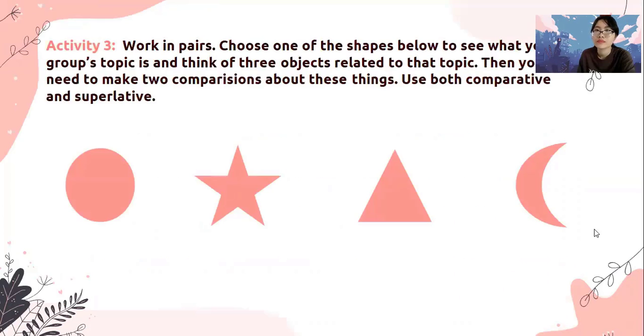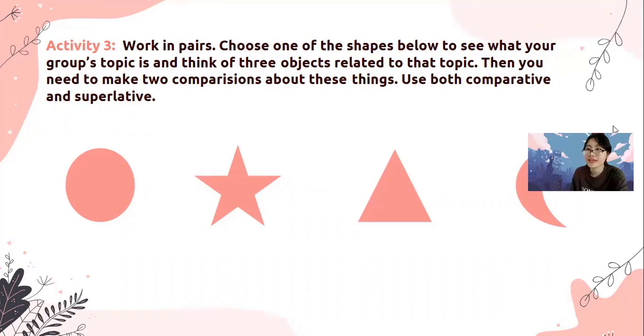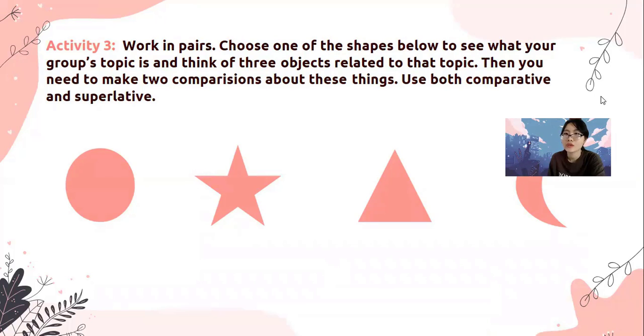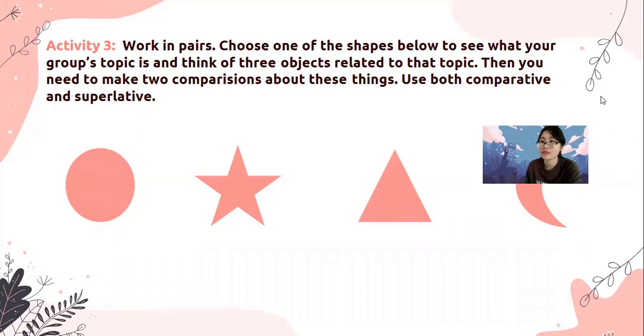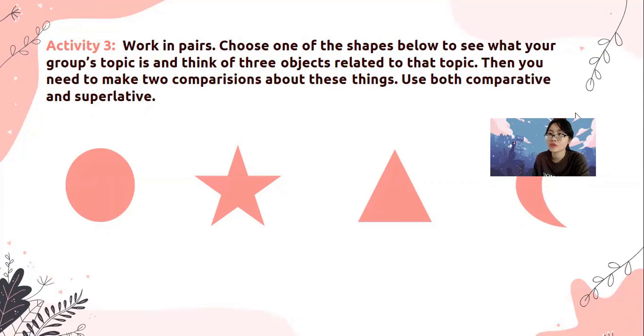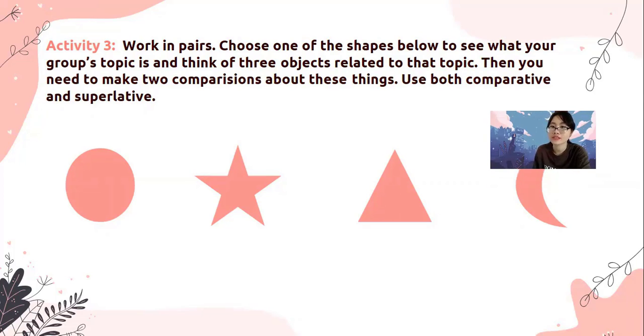Okay. So in this activity, I want you to work in pairs. Choose one of the shapes below to see what your group's topic is and think of 3 objects related to that topic. Then you need to make 2 comparisons about these things. Remember to use both comparative and superlative.